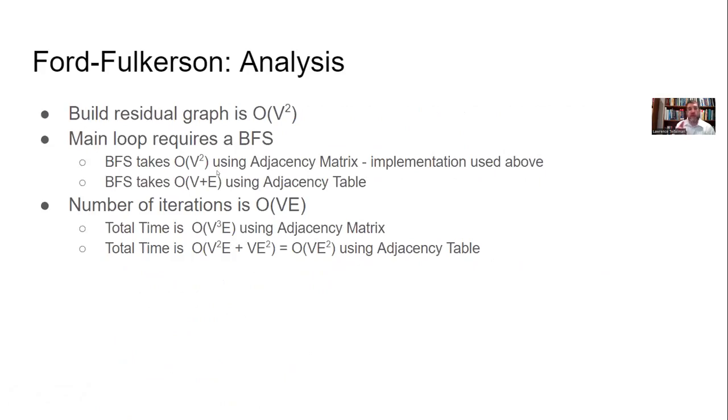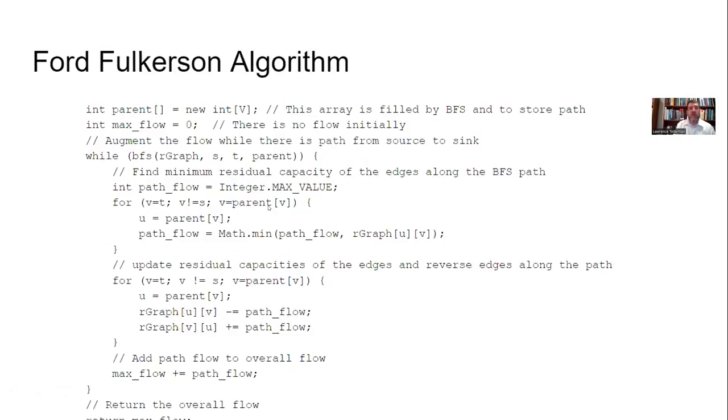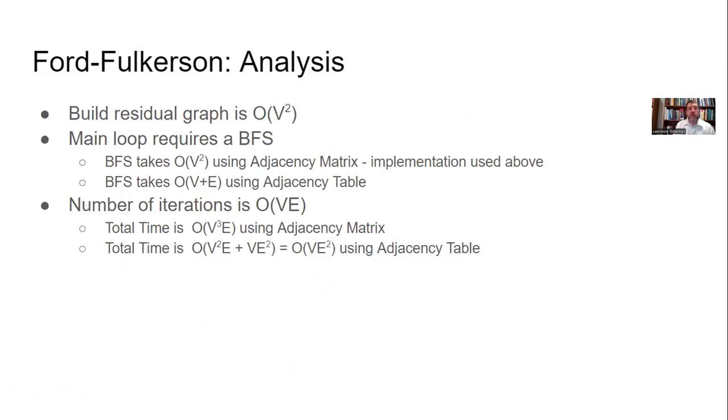How long does BFS take? You should remember at this point that using an adjacency matrix, it's V squared. Using an adjacency list, it's V plus E. And then the number of iterations is O of VE. So O of VE times this is either V cubed E or V squared E plus E squared, and the more dominant term here is O of VE squared.